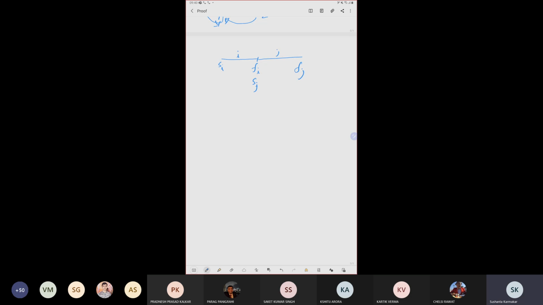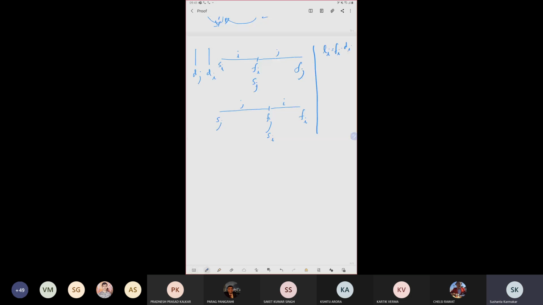Now if you swap, what happens? First comes J, then comes I. This is the start time of J, this is the finish time of J, this is again the start time of I, and this is the finish time of I. Now, if you remember, lateness is equal to Fi minus Di. I am not changing the Di values. Let's say DI is higher than DJ, because there was an inversion. So let's say this is DI, DJ, something like that. So now, what suffers the change here?